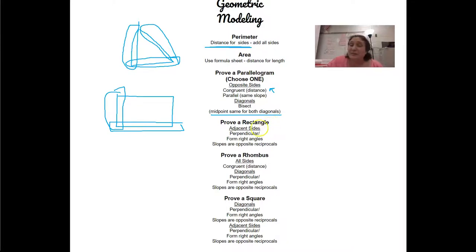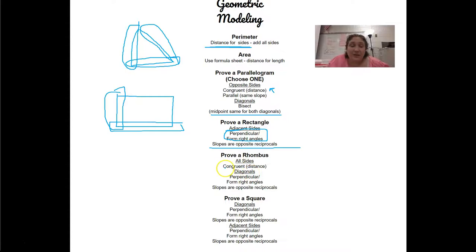If you're doing a rectangle, you could actually just pick one of these. Rectangles form right angles. The way that we prove a rectangle is we find the slopes for each side, and if the slopes are opposite reciprocals, meaning we change the sign and we flip the fraction, it's a rectangle.